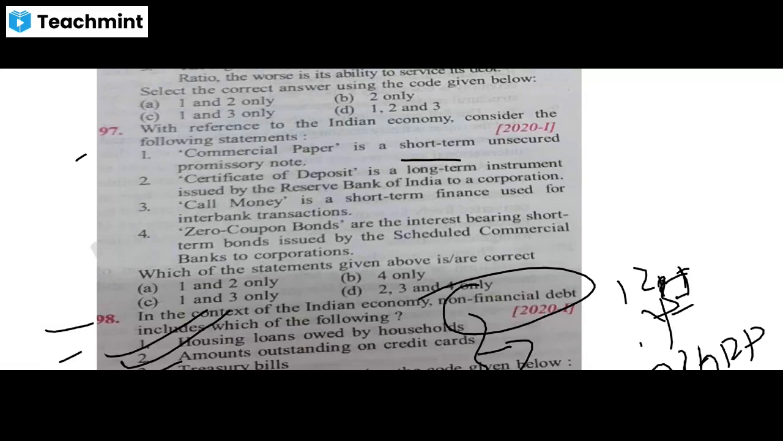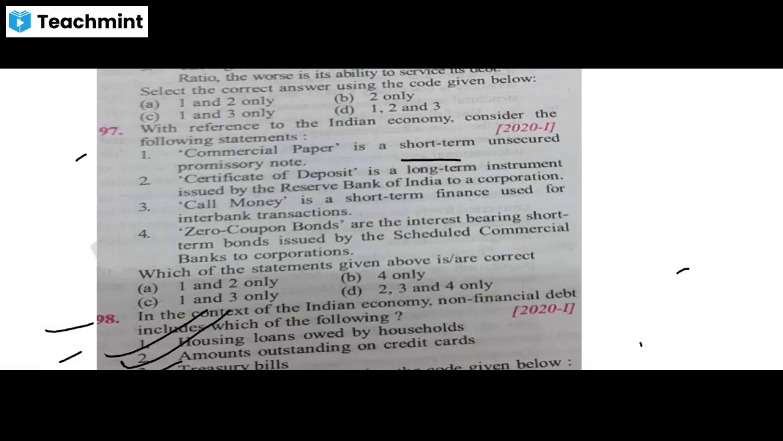So here also you can solve the question with a bare minimum idea of the difference between your capital market and money market. Both come under your financial markets. One is your capital market, that is a long-term market, and the other is the money market, which is your short-term market.